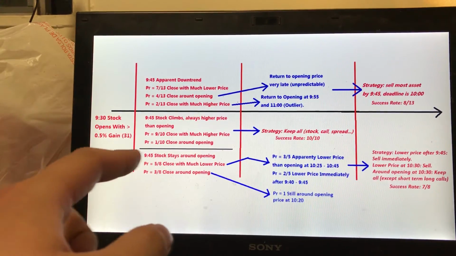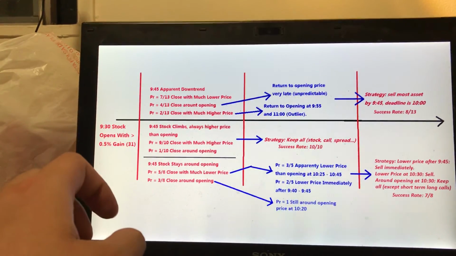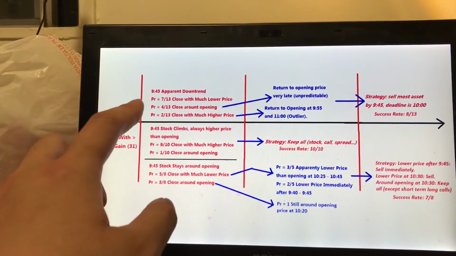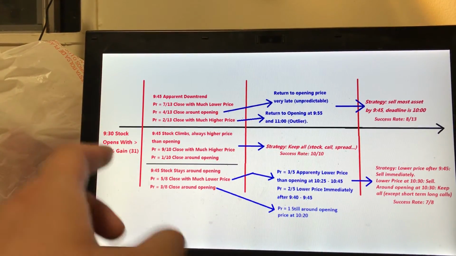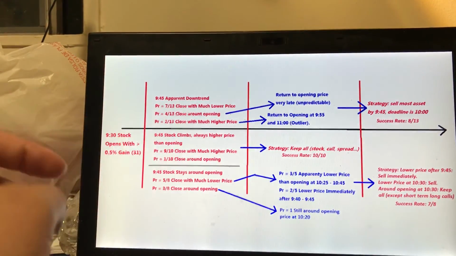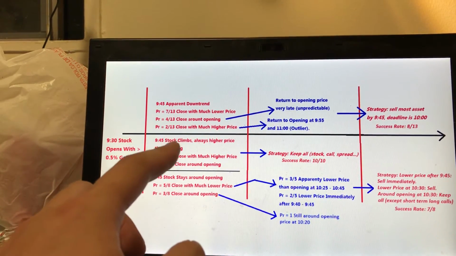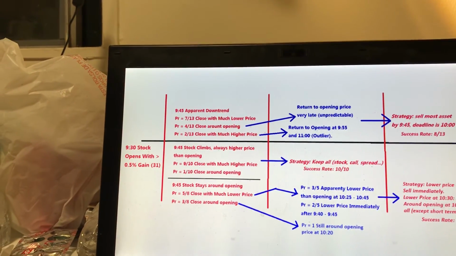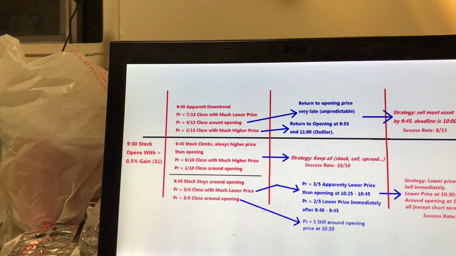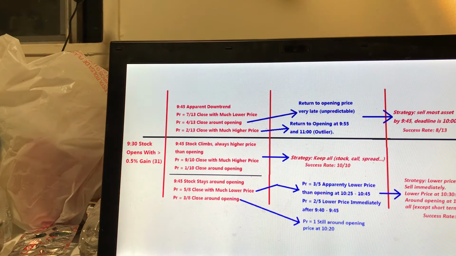In the first case, the stock climbs and always stays at a higher price than the opening, and the stock stays around the opening. If you can see an apparent downtrend by 9:45 a.m., then you have a 7 out of 13 probability that the stock can close with a much lower price. You have a 4 out of 13 probability that the stock closes around the opening price, and you have a 2 out of 13 probability that the stock closes with a much higher price.